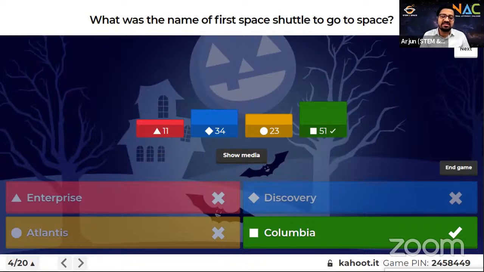I can see that there is a very diverse answer. So many of the students did not get it correct, but yes, the correct answer was Columbia. Columbia was the space shuttle which was the first one to do it, and it was launched in the year 1981.